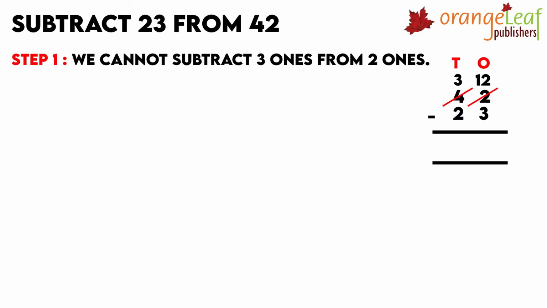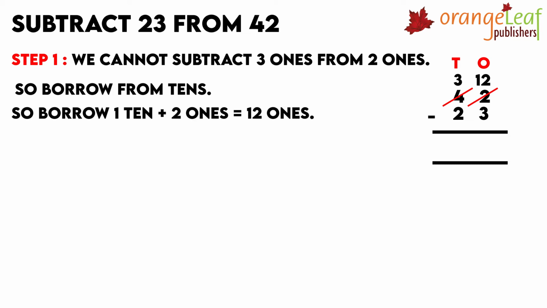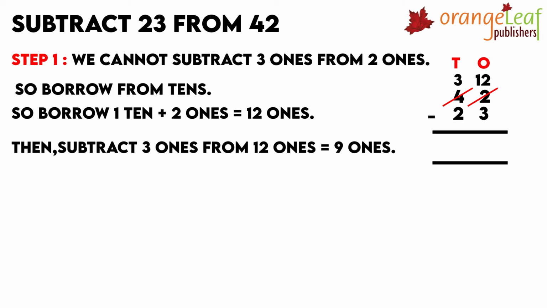Subtract 23 from 42. Step 1. We cannot subtract 3 ones from 2 ones. So we borrow from the tens. So borrow 1 ten plus 2 ones is equal to 12 ones. Now subtract 3 ones from 12 ones and we get 9 ones. Write 9 in the ones place.